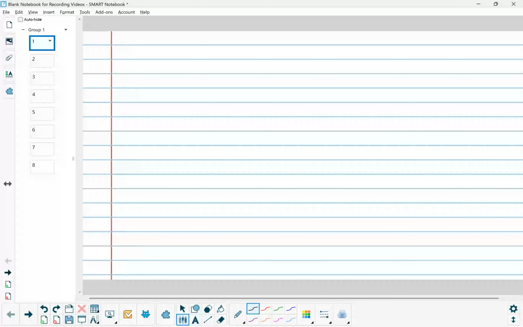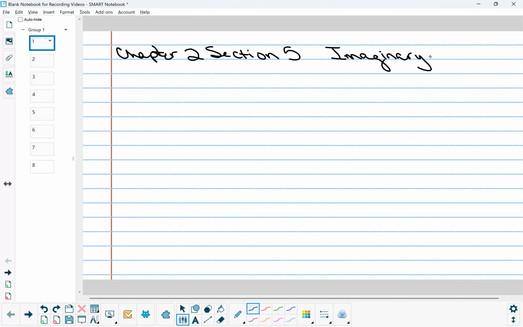Okay, hi. So this is chapter 2, section 5, and it's all about imaginary numbers and complex numbers. Okay, so these are easier than you need to think about them. People make them harder than they need to be, but they're really not terribly difficult.